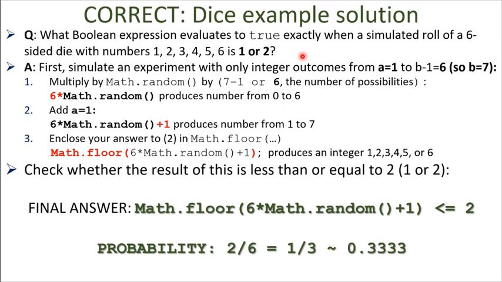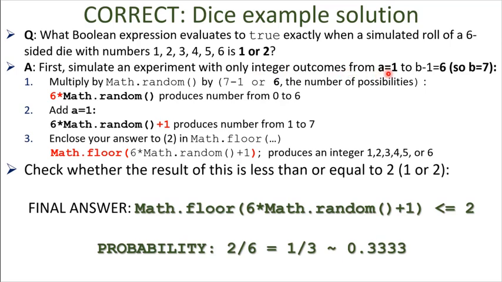Okay, so let's go through some examples now of simulations. Suppose we wanted to simulate the roll of a six-sided die. The numbers are going to be 1, 2, 3, 4, 5, and 6. If we're going to do this, this is an example of where we only have consecutive integer outcomes.